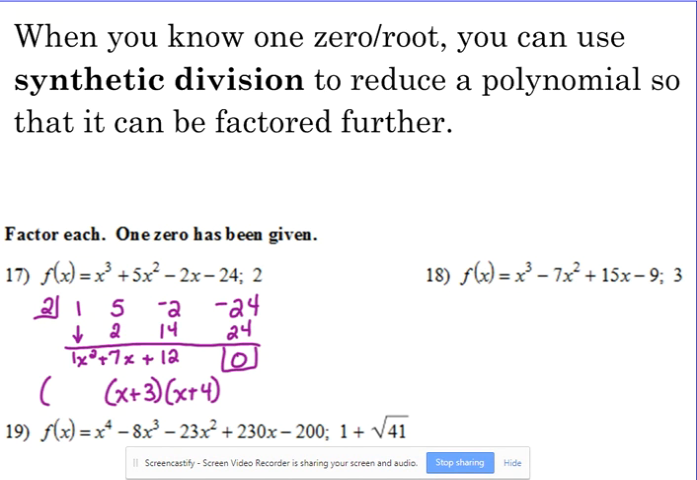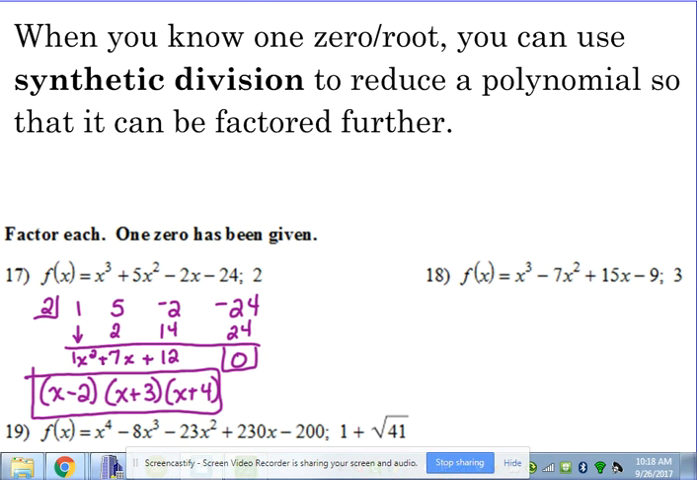Okay, and we've got to include that 0 that they already gave us. They told us that 2 was a 0, so x minus 2 is its linear factor. Okay, so this is the factored form of x cubed plus 5x squared minus 2x minus 24.